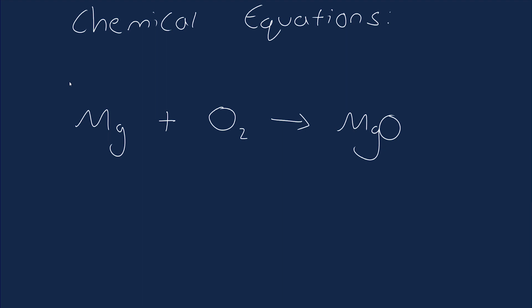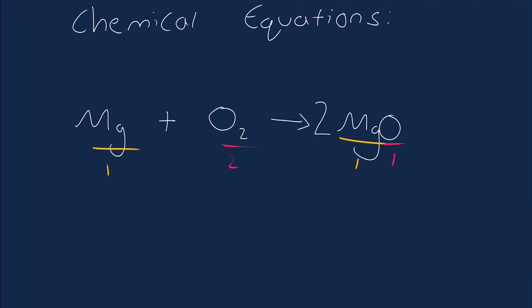So check, is this balanced? Count the atoms again. We have one magnesium on this side, one magnesium on this side. For oxygen, we have, again, 2, and over here we have 1. That means we have 2 oxygen on this side of the equation and 1 oxygen on the right-hand side of the equation. So how do we go about balancing this? Well, you go about it by increasing the amount of a molecule. You increase the amount of a molecule in the equation.